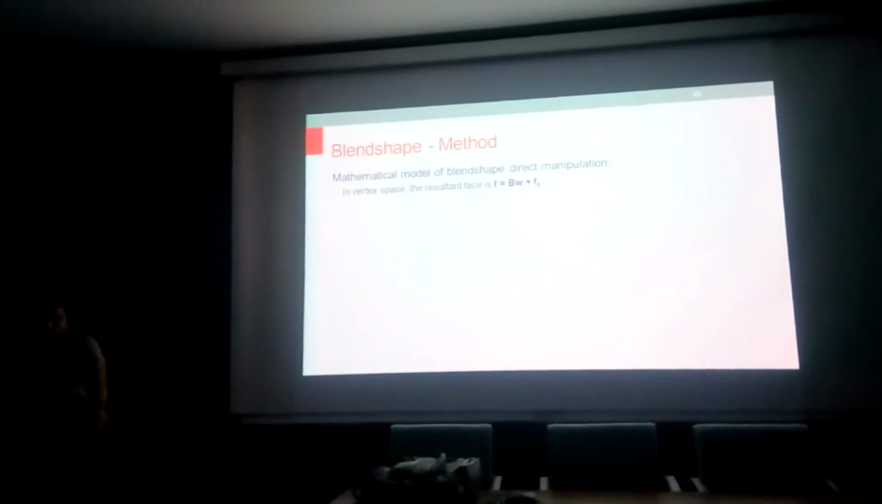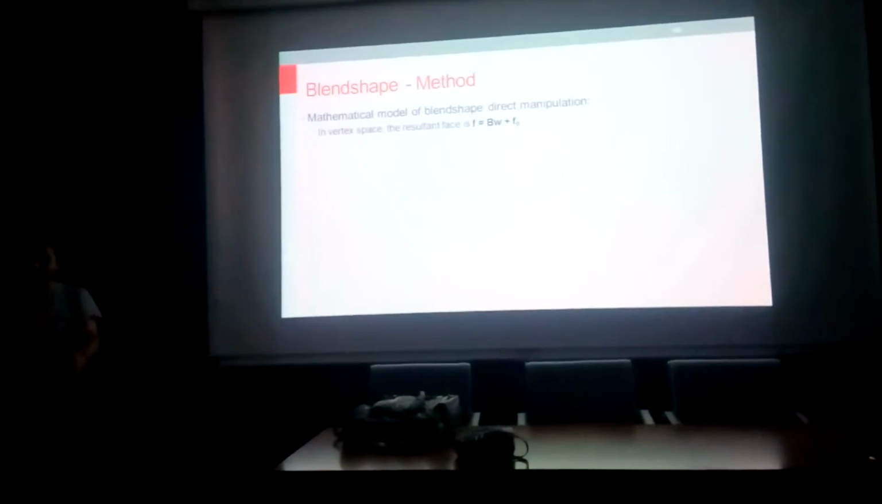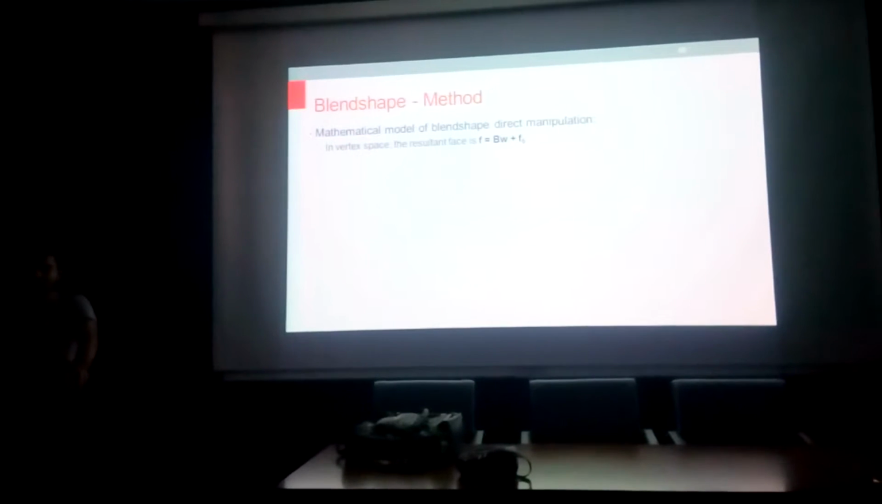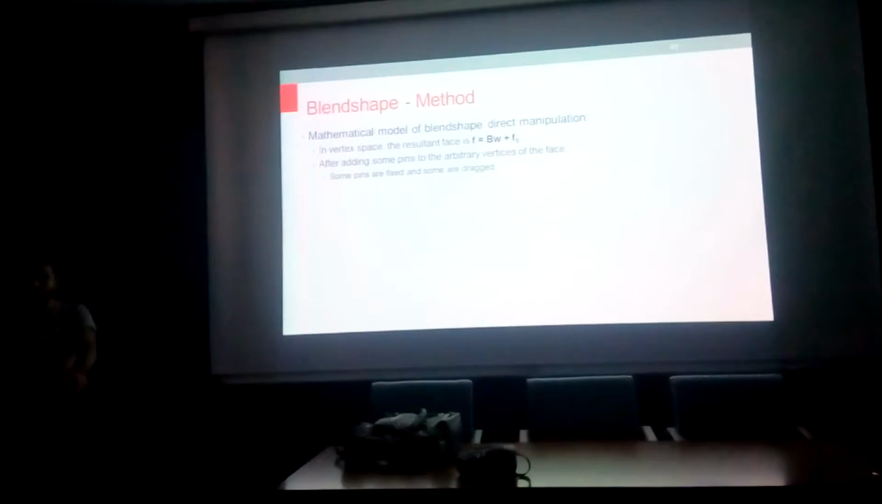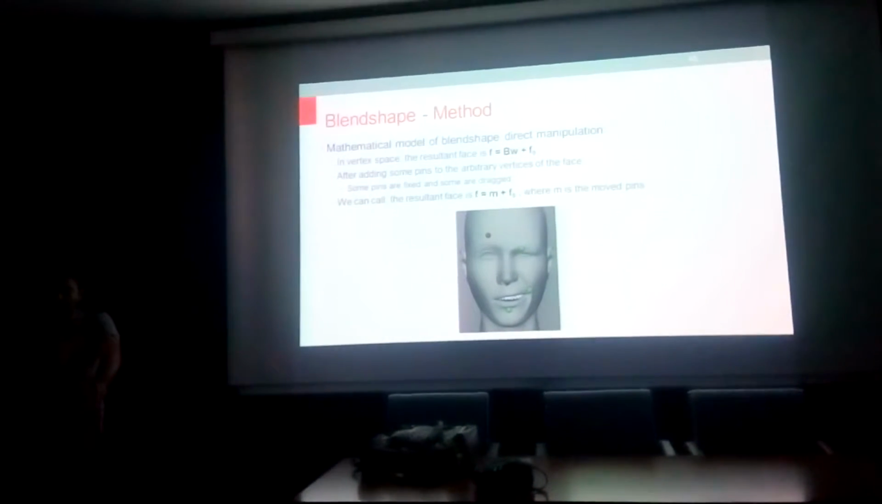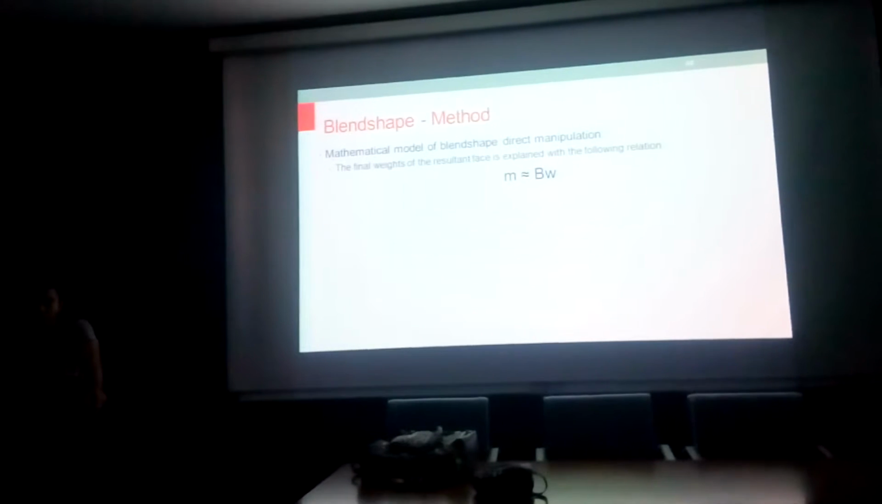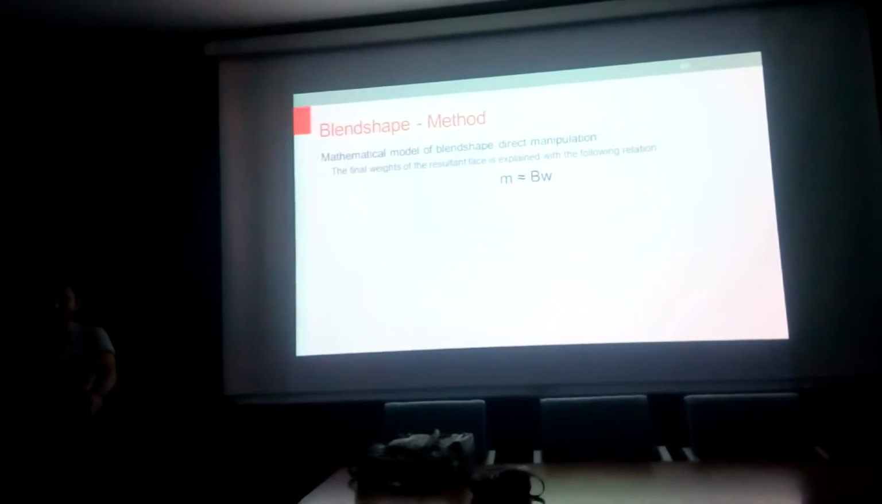Now the question is, how can we create a mathematical model for direct manipulation? In vertex space, the final phase is equal to BW plus F0. After adding some pins and moving them, similar to this figure, the same resultant phase also equals M plus F0. This implies there is an obvious relation between M and BW.